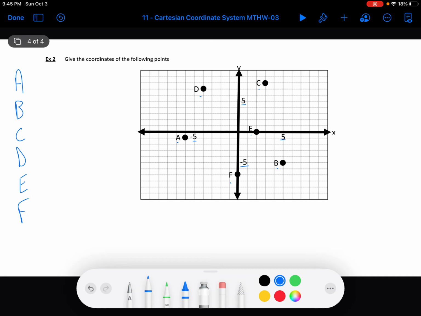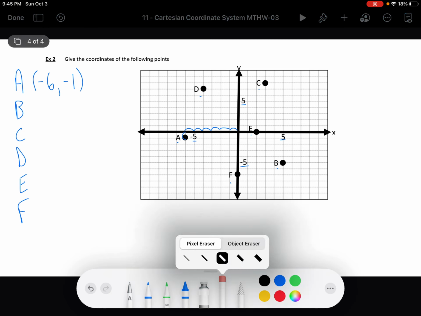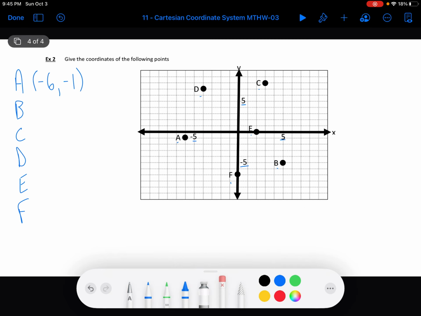Okay, so A, I've gone over 1, 2, 3, 4, 5, 6. So that's 6 to the left, so that means I'm -6, and then I went down 1. So down 1. Okay, I literally just wrote it on to my graph so that I could see it. Now I'm probably not going to do that every time, but if you're confused, if you don't see it, it's obviously easier for me to erase because I'm using a computer, but you can just erase it after.